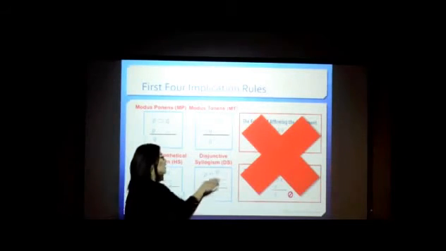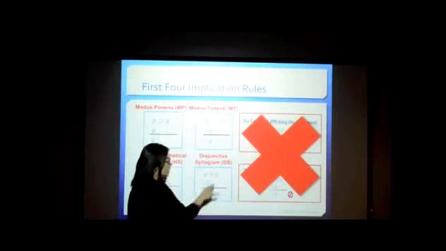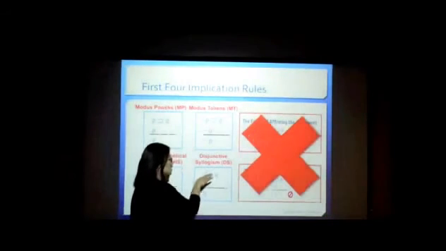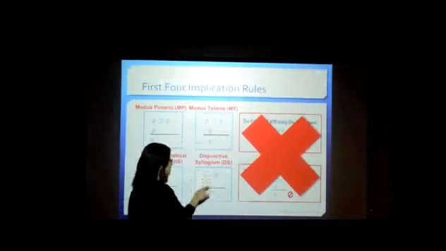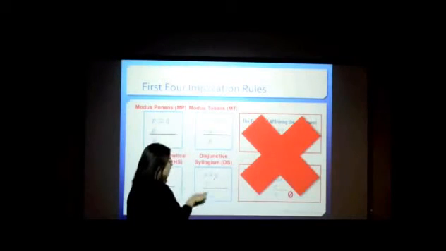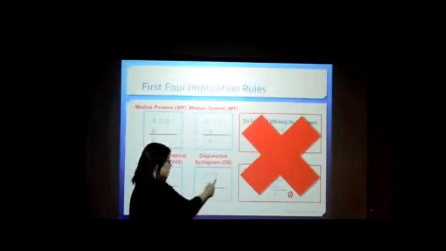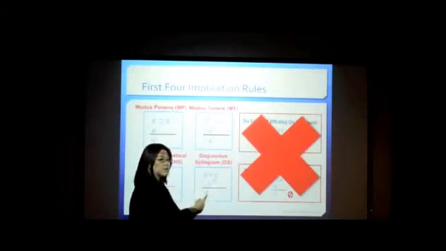And then finally, for the disjunctive syllogism, if you have a disjunction as a premise, okay, and then you have the negation of the first disjunct, okay, then disjunctive syllogism allows you to conclude the second disjunct, okay, the one that's not being negated, okay.